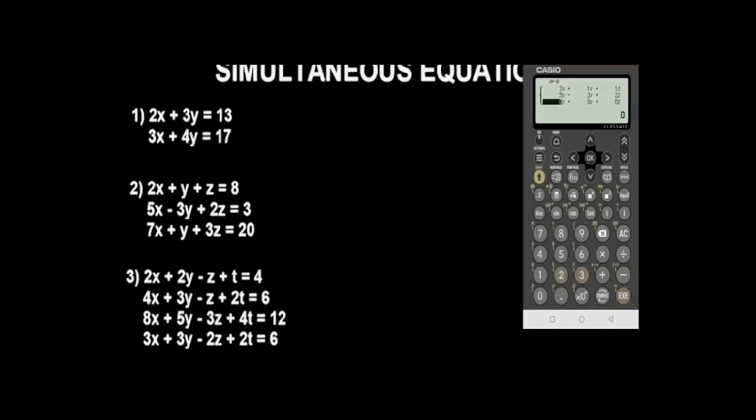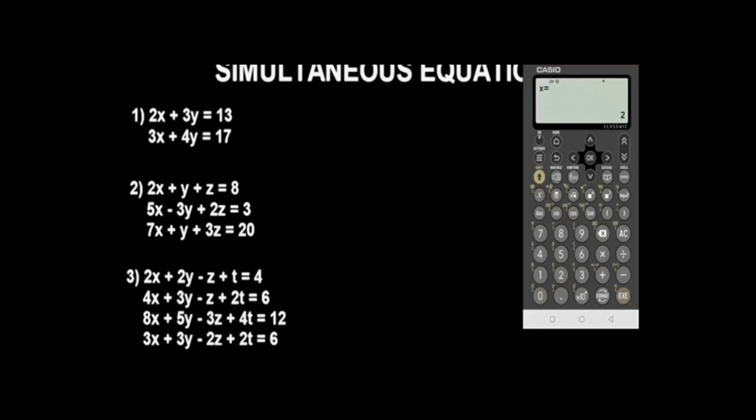The last equation, the coefficient of 7x is 7. The coefficient of y is 1. The coefficient of 3z is 3. And the constant is 20. So that's it, guys. Let's press execute now to get the output.